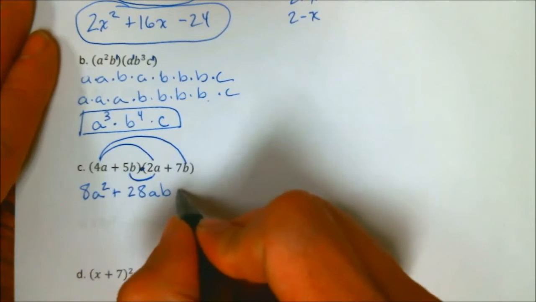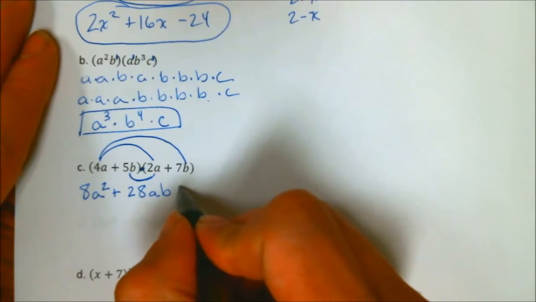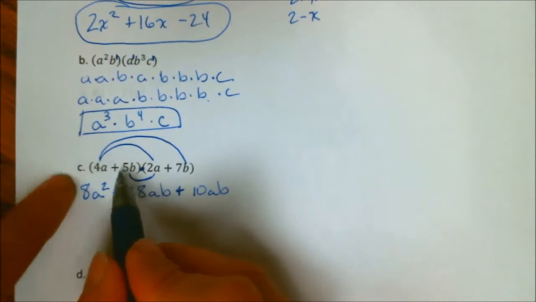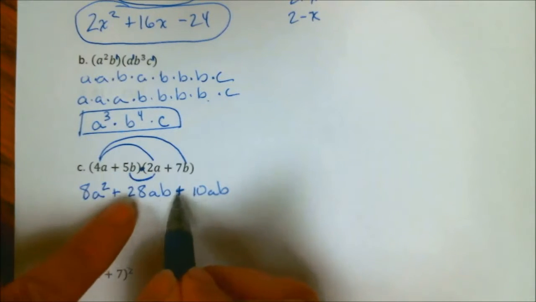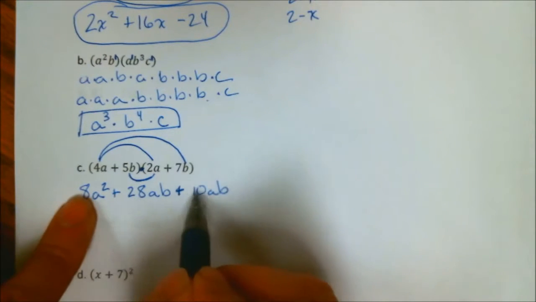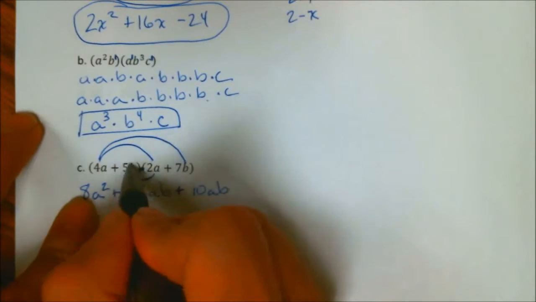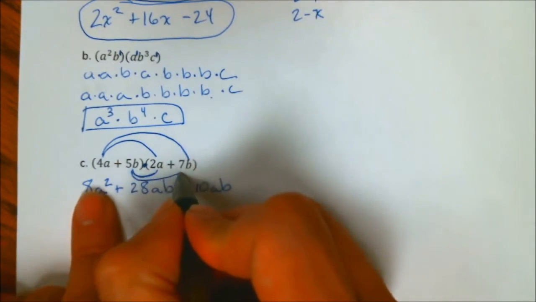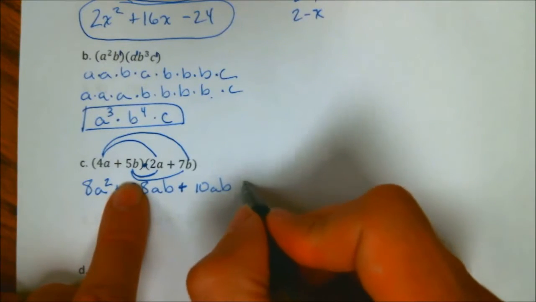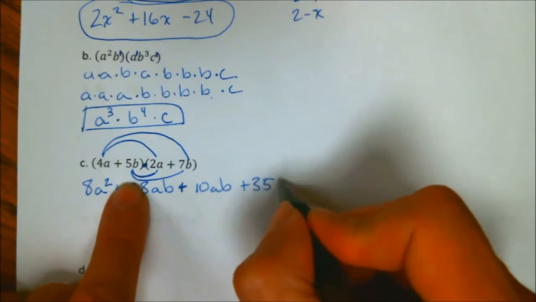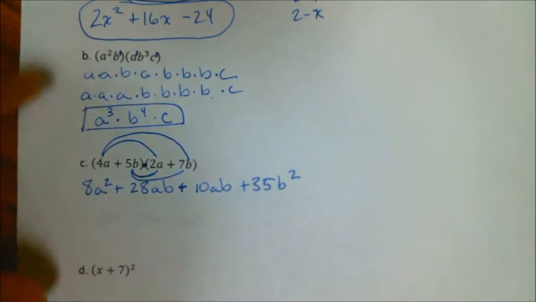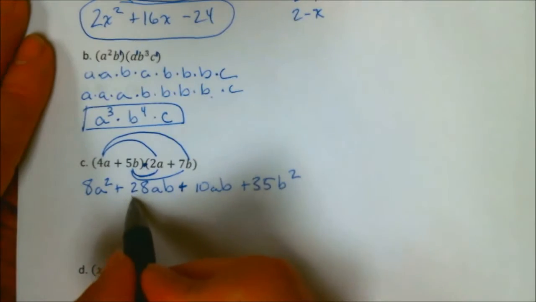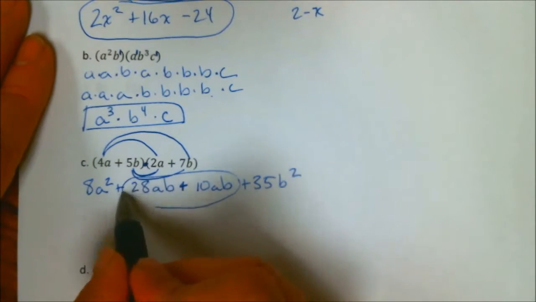2b times 2a is 10, a positive 10ab. A lot of you forgot the symbol plus. You just wrote these down and didn't have them added or subtracted. Remember, you need to keep that symbol with it. The next one I do is 5b times 7b, and that's 35b squared. Now some of you left it that way, but these two middle terms are like terms.